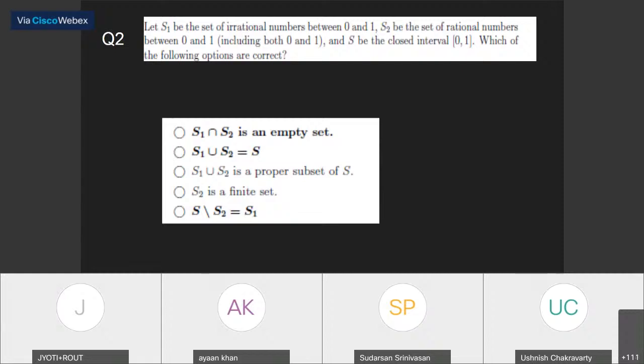And S1 union S2 will be a proper subset of S because S is the closed interval of 0 and 1. S1 union S2, not S1 and S2 individually. S1 union S2 must be a proper subset of S. So what is S1 union S2? There will be a set of rational and irrational numbers between 0 and 1. All the numbers, including all the rational numbers and all the irrational numbers between 0 and 1. If you combine them, what is that? What does it give you?